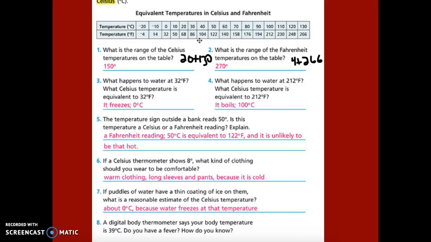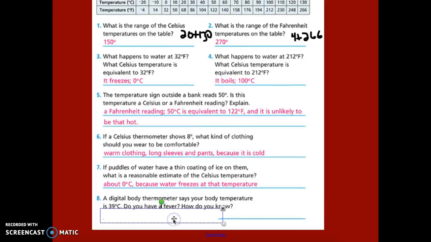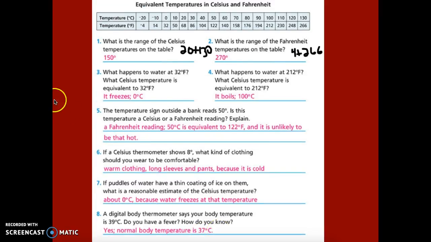Do you have a fever? How do you know? So if you had about 103, 104, do you have a fever? And the answer is yes, definitely have a fever. A normal Celsius degree temperature is 37 degrees. So if you're above that, then you have a fever.